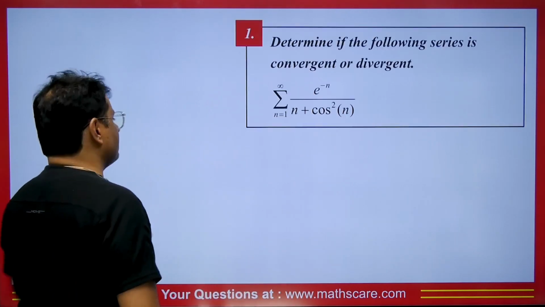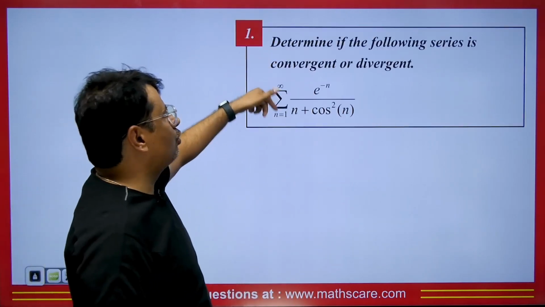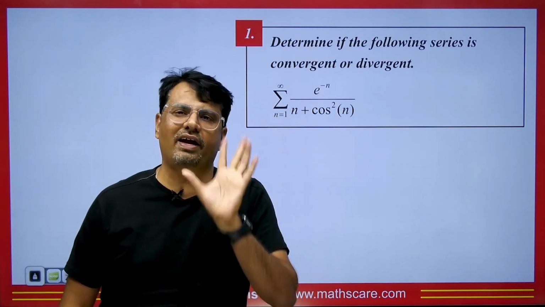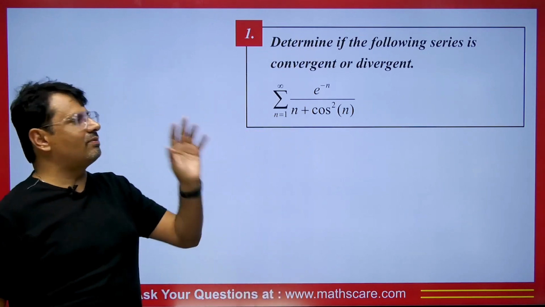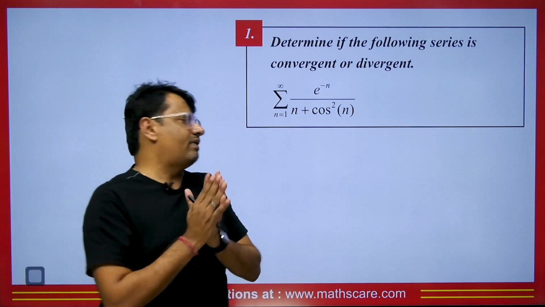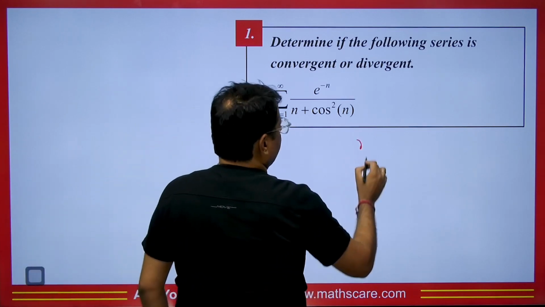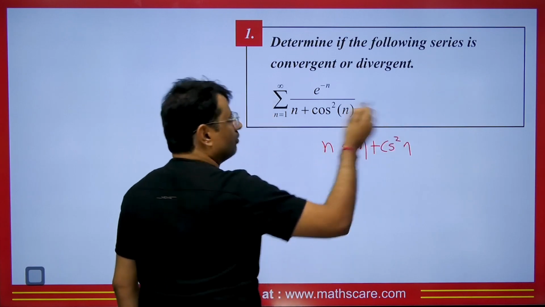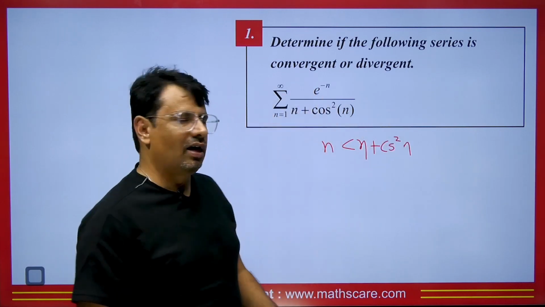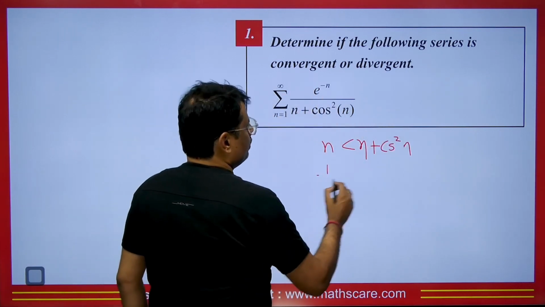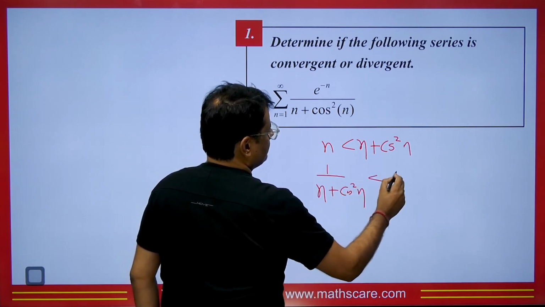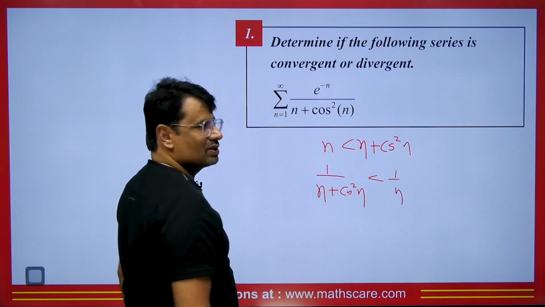So the next question is about summation n is equal to 1 to infinity e to the power minus n upon n plus cos square n. You have to find out whether this series is convergent or divergent. So students, we know that this n plus cos square n will obviously be greater than this n, right? Because it has a plus in it, right? Now what do we do with this? We cross multiply it. So this is 1 upon n plus cos square n is less than or equal to 1 upon n. I did cross multiplication, right?